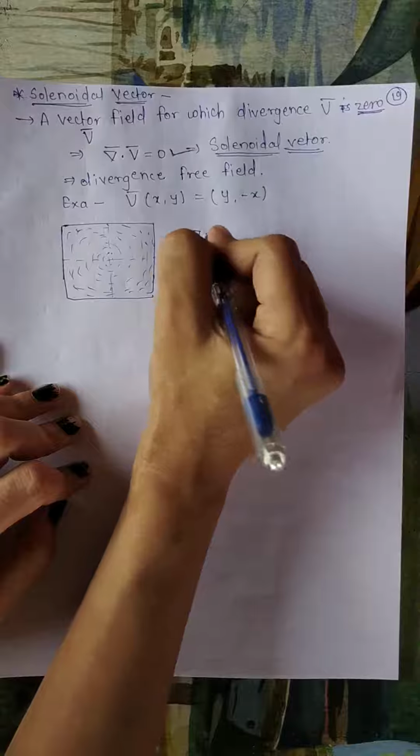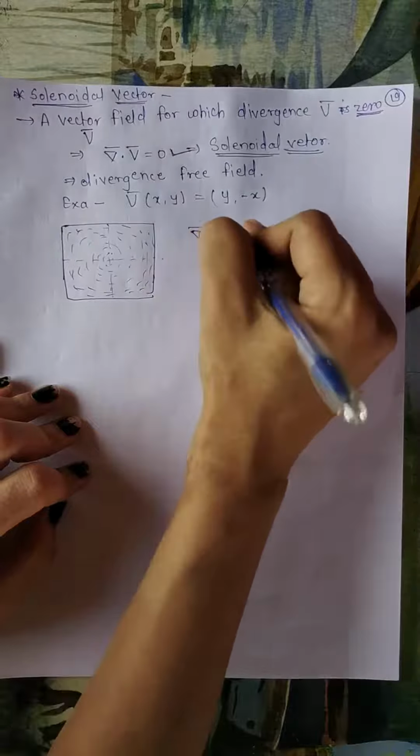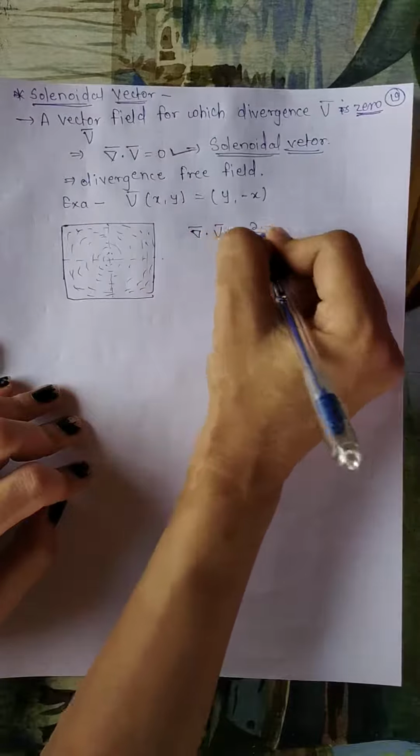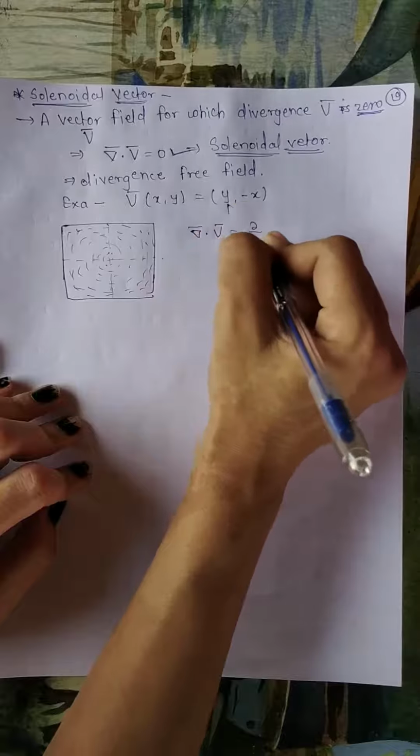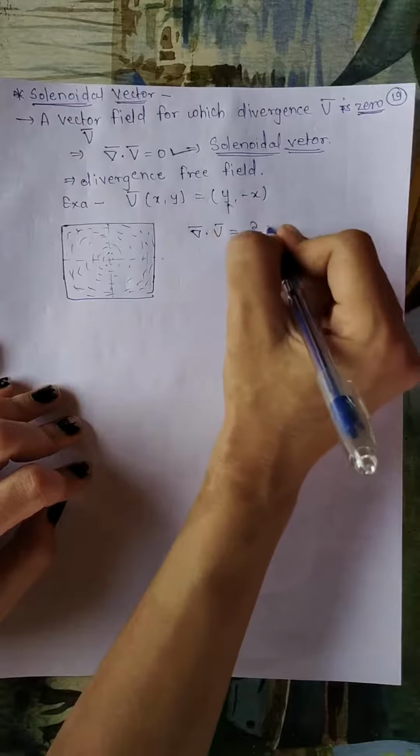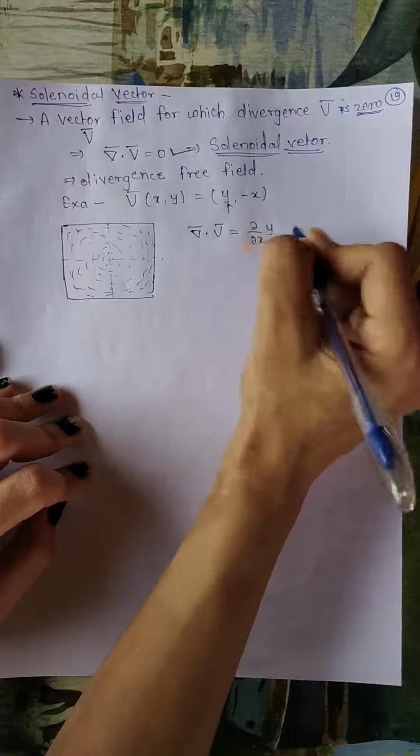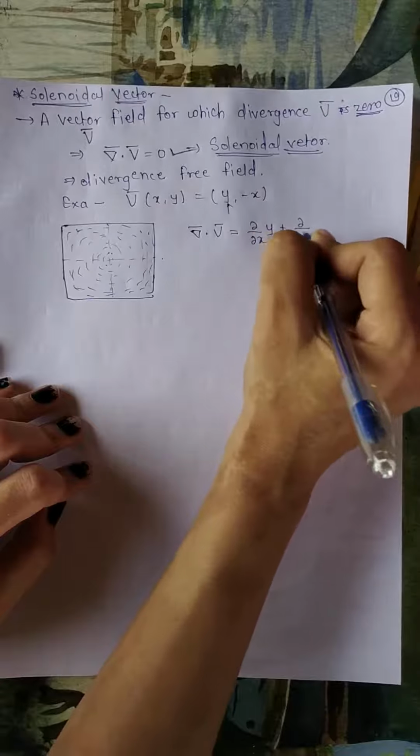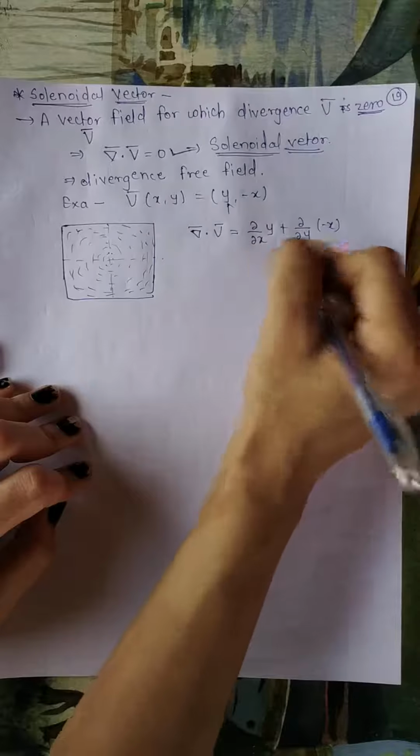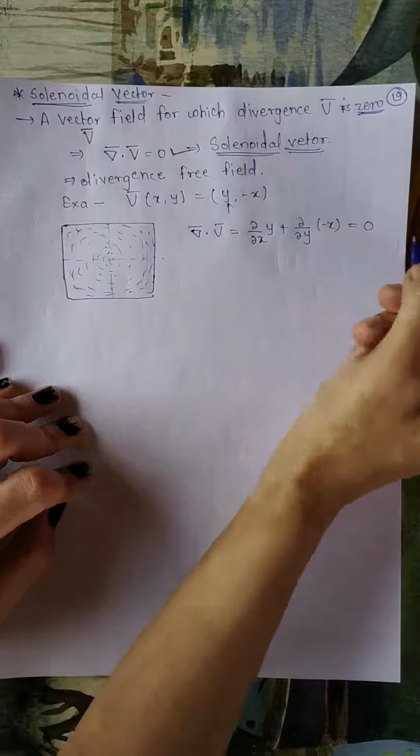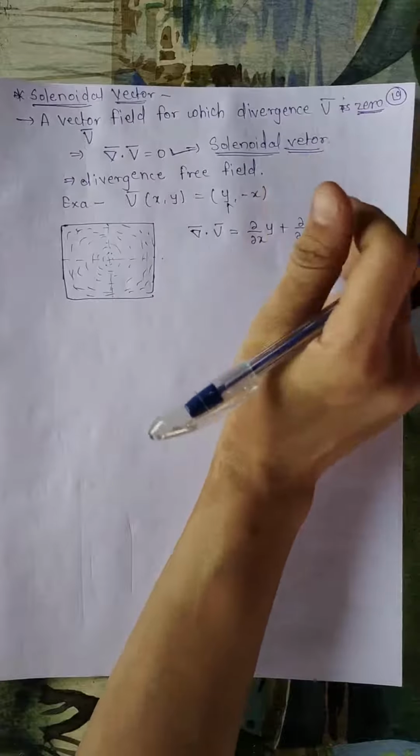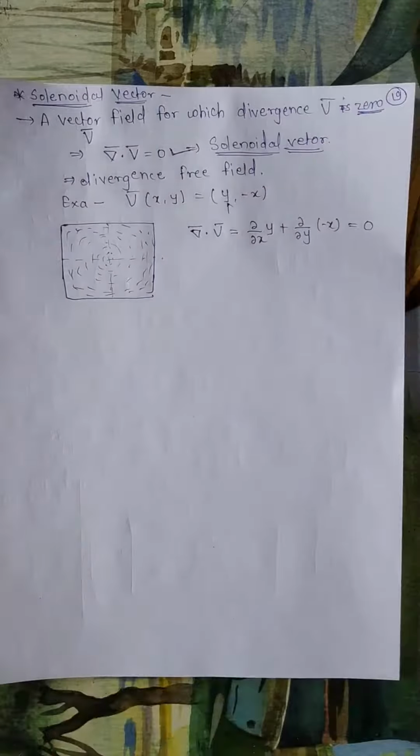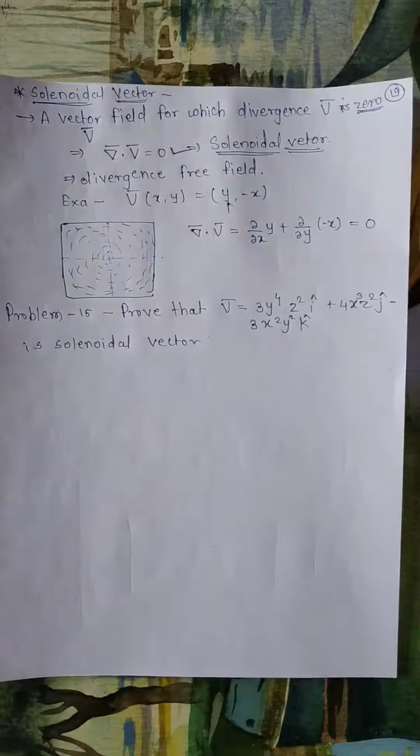So if we find del dot v bar here, we will get dou by dou x of y plus dou by dou y of minus x, and if you calculate these derivatives, both are zero. Such fields are known as solenoidal vector fields or divergence free fields.